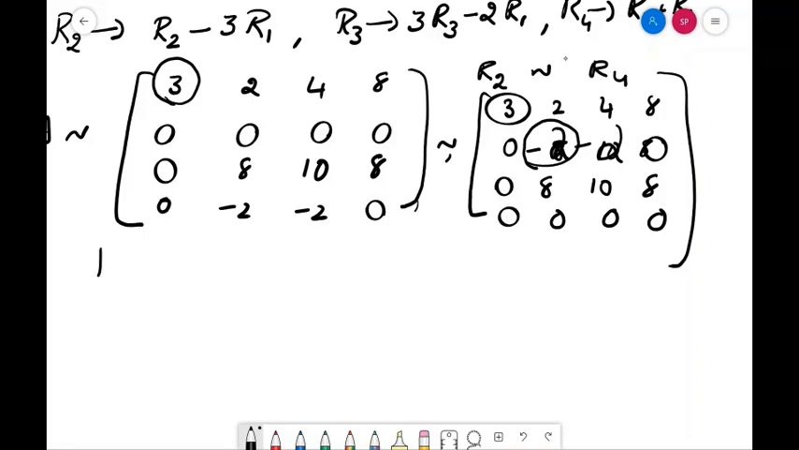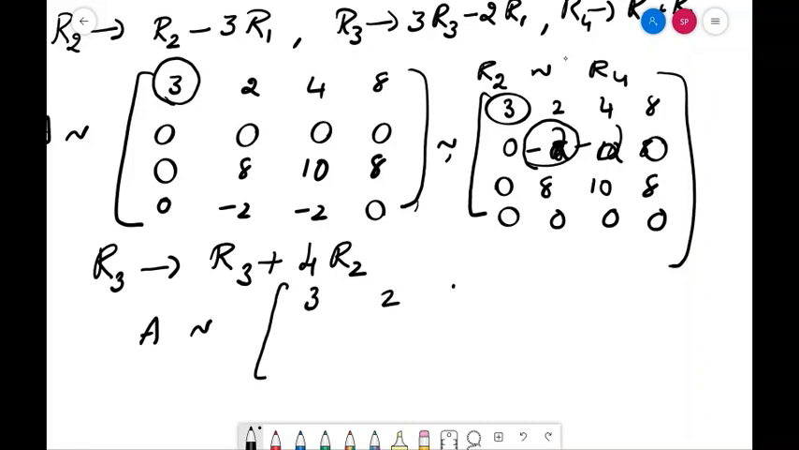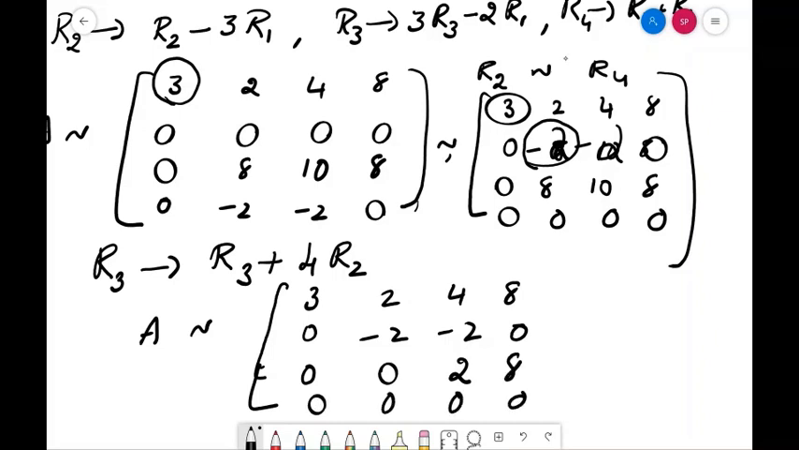So I'm going to change R3. What am I doing to R3? R3 plus 4 times R2, so this becomes 0. Then matrix A is transformed to: 3, 2, 4, 8. I'm making the changes only for R3, so there is no change in the other rows. So I have here 0, then 8 minus 8 is 0, then 10 minus 8 is 2, and then 8 minus 0, anything minus 0, is 8, and the last row is 0, 0, 0, 0.